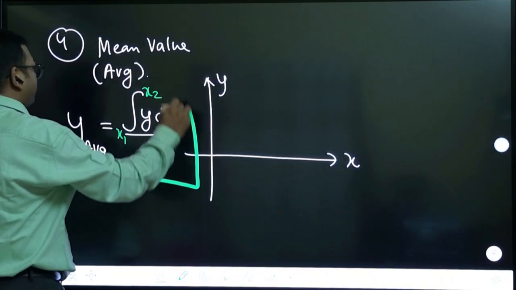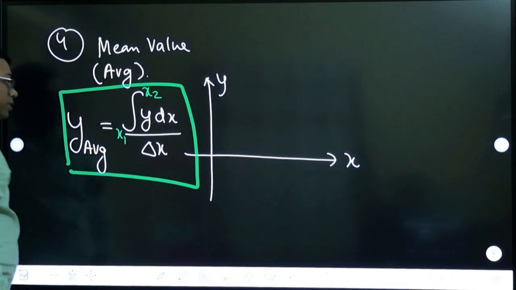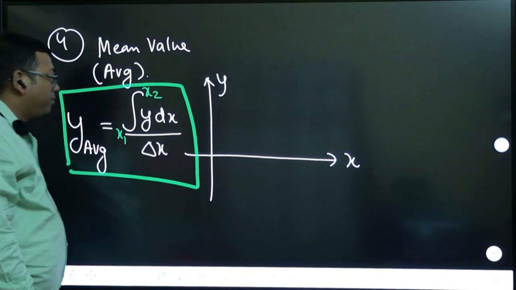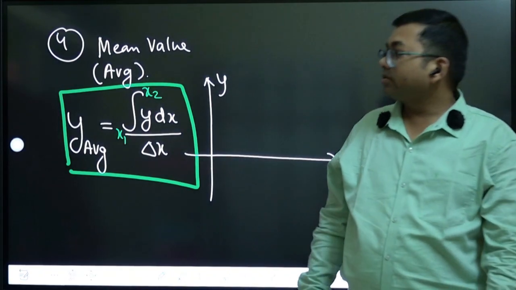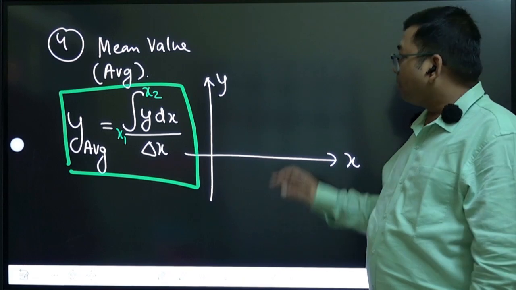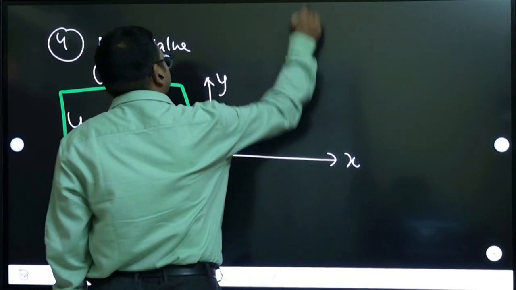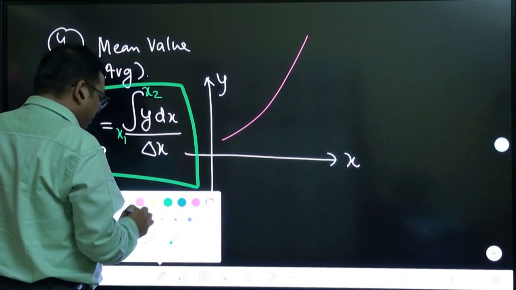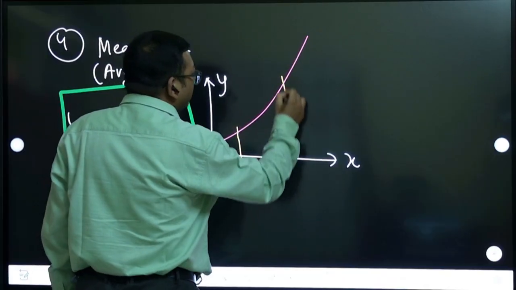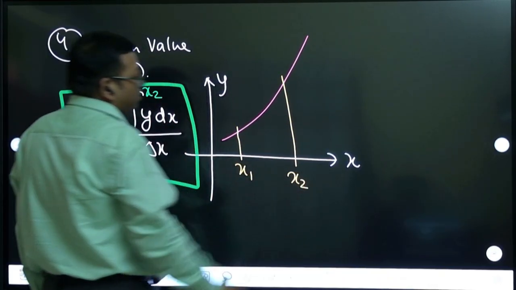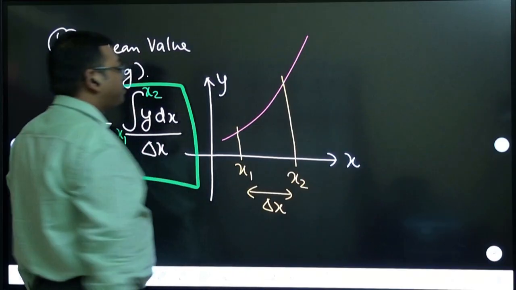So this is called the average value, a very important concept. It is used in the calculation of average velocity, average displacement, average accelerations, all those things. We will see examples. Here y can be anything, x can be anything. Some graph is given, and they ask you to find the average between x1 and x2. Average will always be calculated between an interval, right? So this interval x2 minus x1 is delta x.